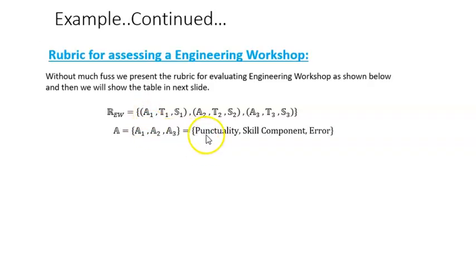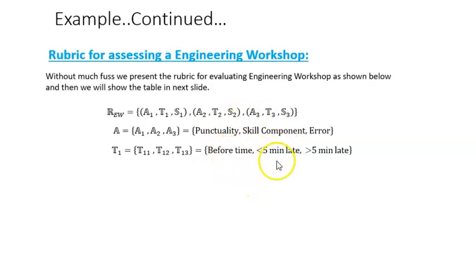We will consider one more example, that of building a rubric for an engineering workshop. I will write down the details and I'll let you think about it. Again, I've chosen three attributes, A1, A2 and A3. These attributes I've taken as punctuality, skill component and error in the measurement of the work piece that he made. So A1 is punctuality, A2 is skill component, A3 is error.